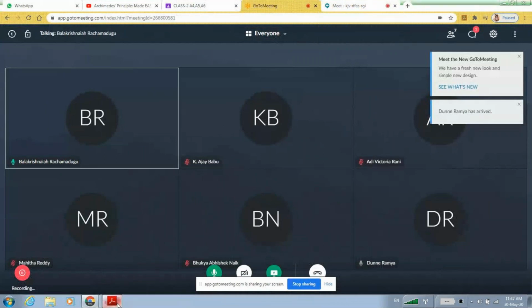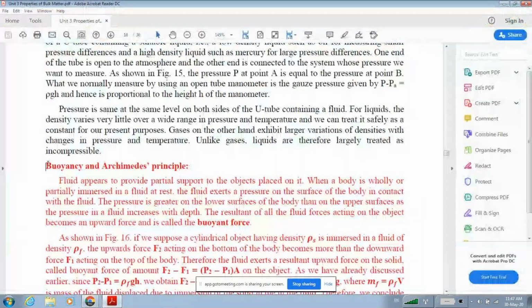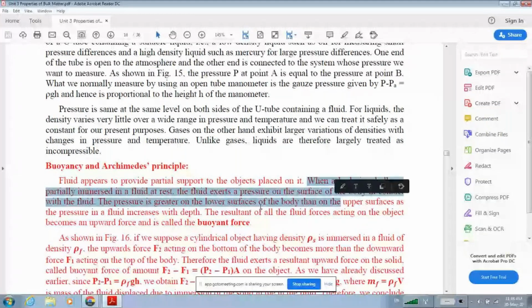So if you see here, this is about the buoyancy and Archimedes principles. As we have seen in the videos until now, fluid appears to provide partial support to the objects placed on it. When a body is wholly or partially immersed in a fluid at rest, the fluid exerts a pressure on the surface of the body in contact with the fluid. The pressure is greater at the lower surface of the body than at the upper surface, because the pressure increases with depth. So the resultant of all the fluid forces acting on the object becomes an upward force, and this is what is called the buoyant force.